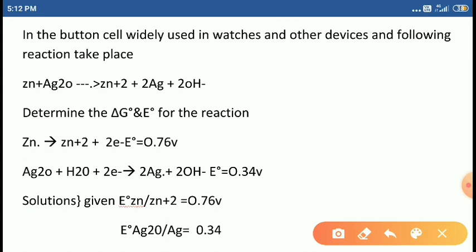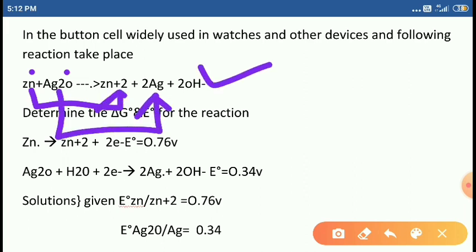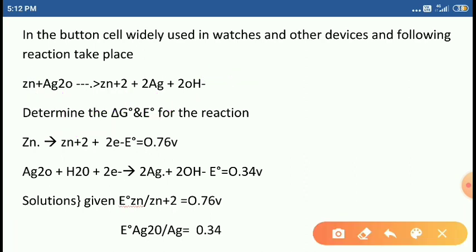In a wrist watch, the cell we are using contains zinc and silver oxide. Zinc turns into zinc ion, and silver oxide turns into silver, liberating hydroxyl ions. Right, friends? Determine the free energy, how much energy is consumed during this reaction, and what is the electropotential of the cell.